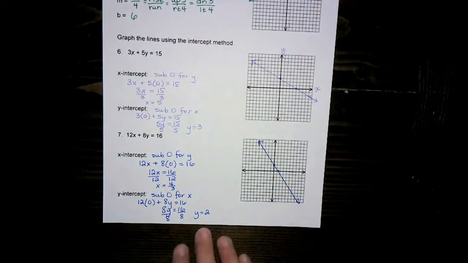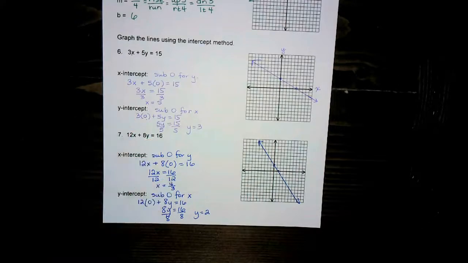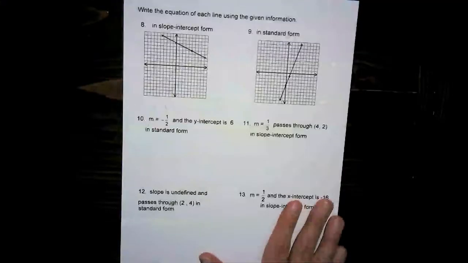All right, so what I want to do next is go the other way. I want to give us the information we need and write the equation. So you'll notice in these, we started with the equation and we found the information and we graphed. Now I want to start with the graph and write an equation for these.